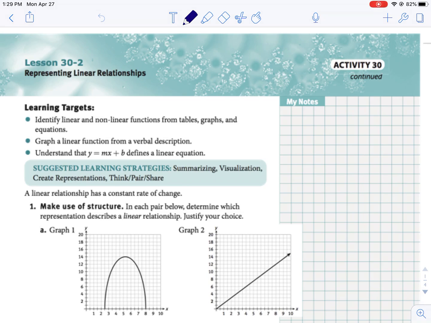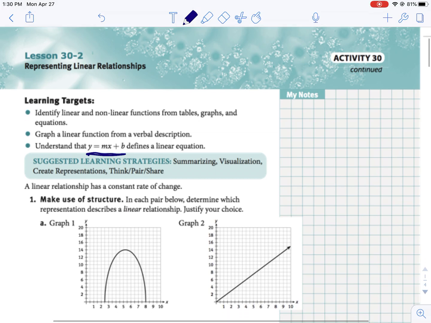All right, so today we're going to take a look at lesson 30-2, which is going to be our last lesson for this section before our next test. So we're going to talk about how to look and decide if a function is linear or nonlinear from the table, from the graph, from the equation. We'll give verbal descriptions of linear functions, and we're going to understand the equation y equals mx plus b. I know we've talked about that before. We've also thrown in some different words for m and b, but how to write the equation of a line.